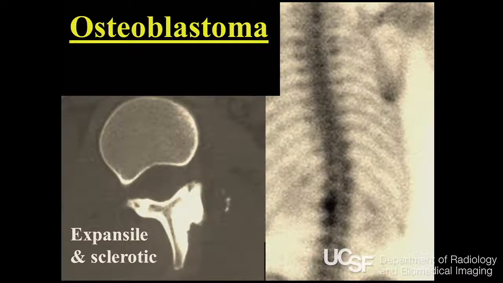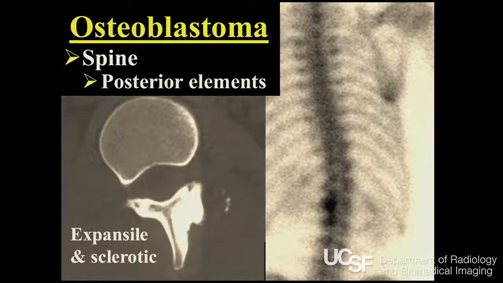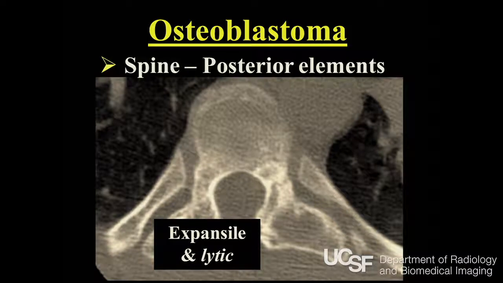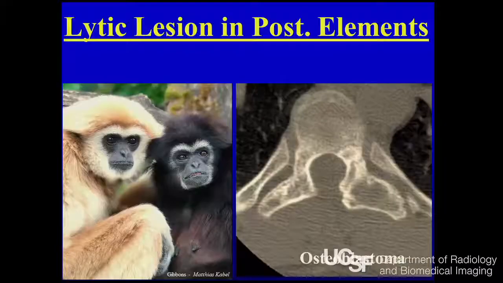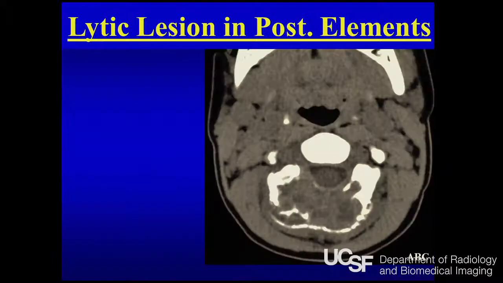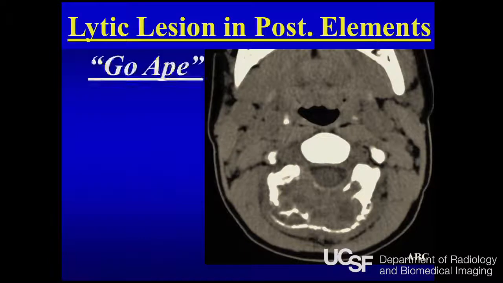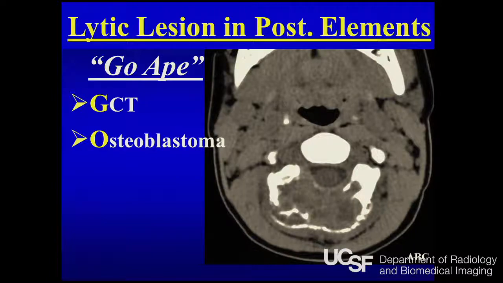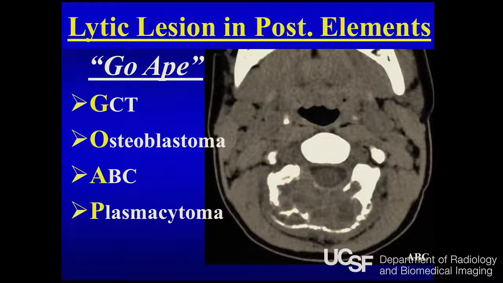Here's another one that was expansile and sclerotic, but this time in the spine, posterior elements, with the characteristic rotoscoliosis. In the spine, here's another example involving the posterior elements, but this time it's expansile and lytic. If you see a lytic lesion in the posterior elements of the spine, some people like remembering the GO-APE differential diagnosis. The lytic lesion in the posterior elements may be caused by a giant cell tumor of bone or an osteoblastoma, as we've been talking about. In addition, an ABC, like we see in this image, may cause a lytic expansile lesion in the posterior elements. Plasmacytoma and EG are also in the differential.